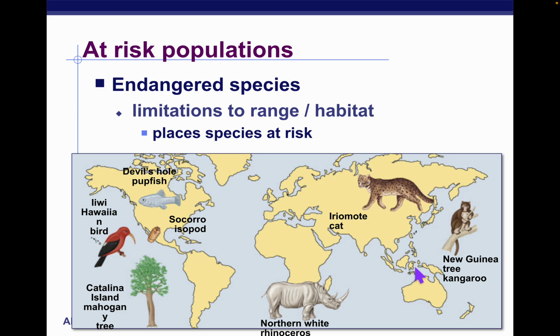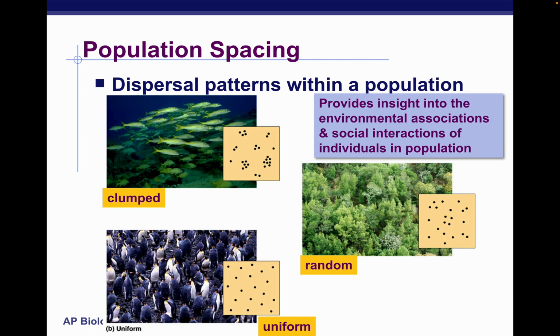At-risk populations, endangered species have limitations to their range and their habitat. It places them at risk, right? So as human population grows, we're going to see more and more endangered species because we are taking over their territory.